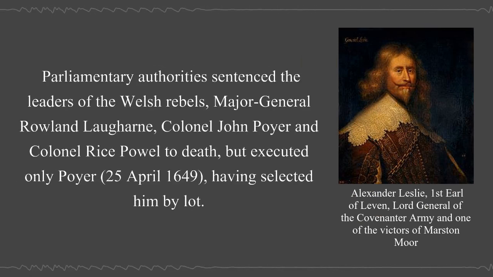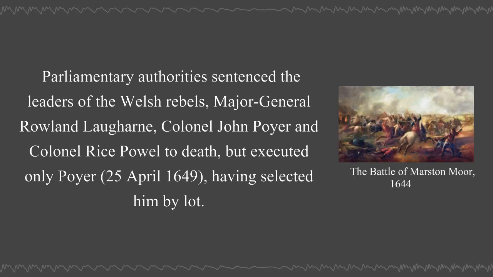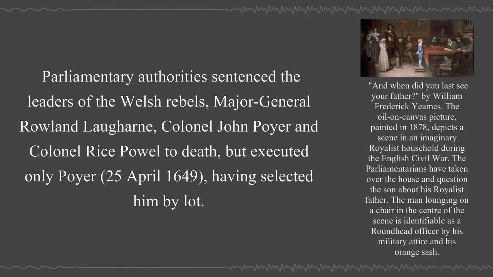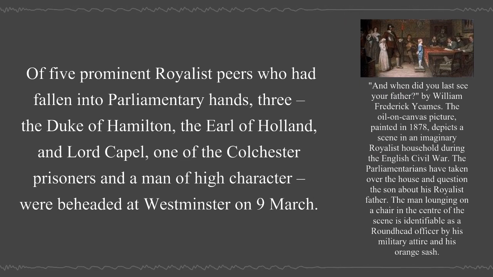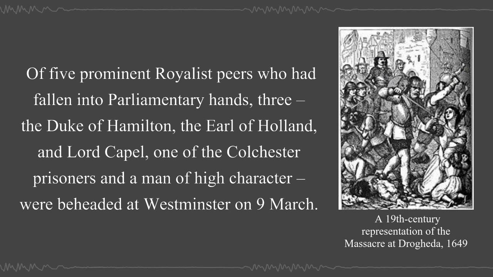Parliamentary authorities sentenced the leaders of the Welsh rebels, Major General Rowland Laugharne, Colonel John Poyer, and Colonel Rice Powell, to death, but executed only Poyer on 25 April 1649, having selected him by lot. Of 5 prominent Royalist peers who had fallen into parliamentary hands, 3, the Duke of Hamilton, the Earl of Holland, and Lord Capel, one of the Colchester prisoners and a man of high character, were beheaded at Westminster on 9 March.